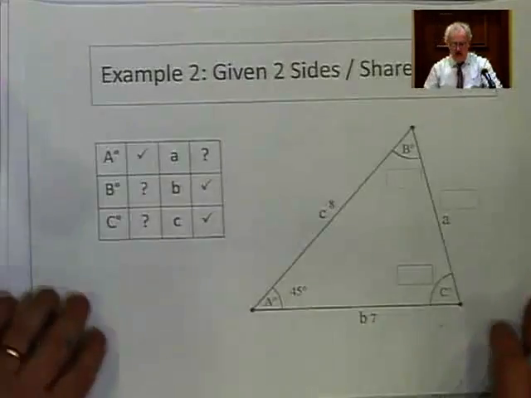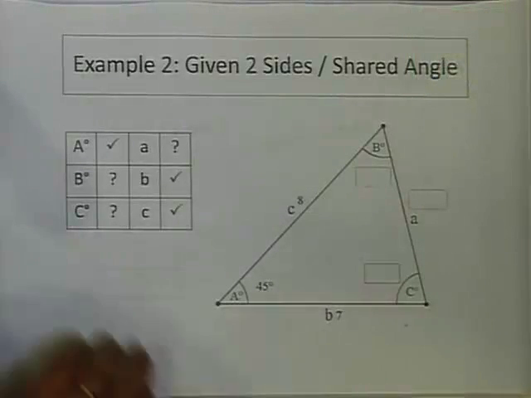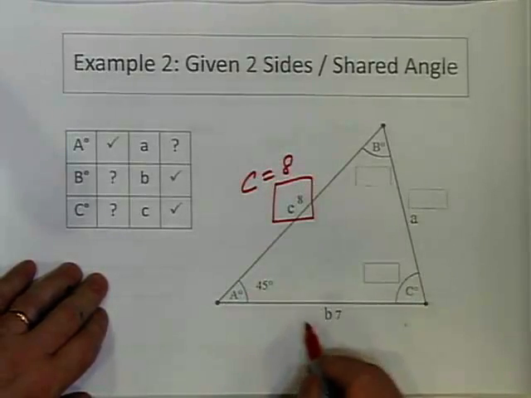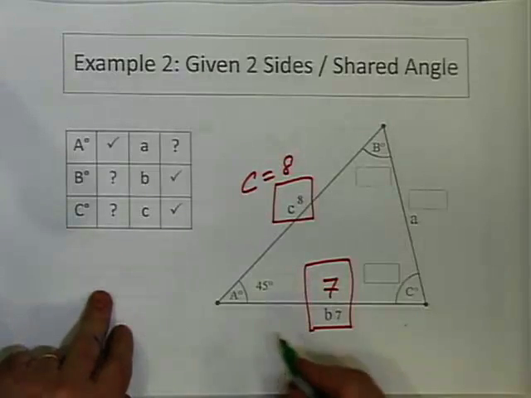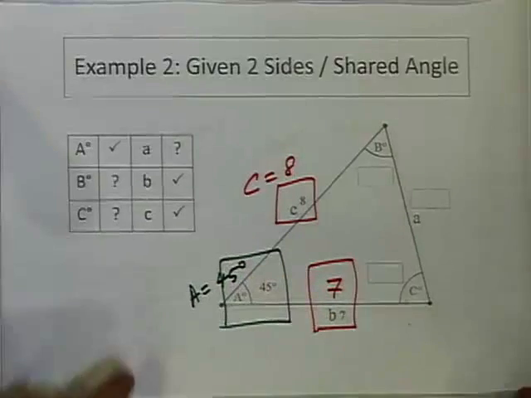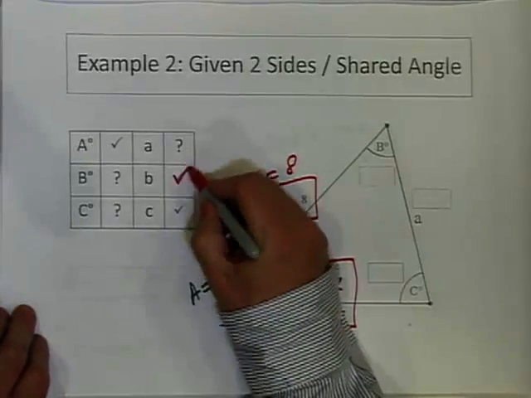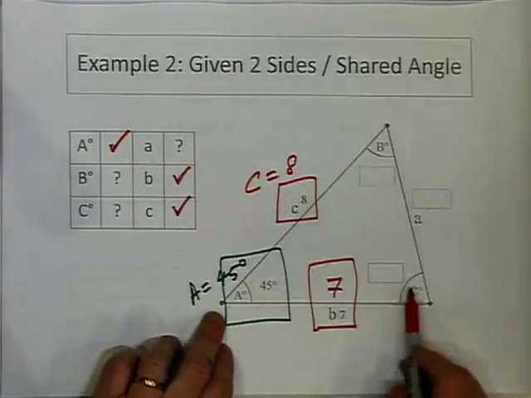Example 2. I've got two sides and a shared angle. So in this particular question, I know that C is 8 and that B is 7. And I know that A is 45 degrees. And nothing else. Don't know any of the others. So I've got B and C and the shared angle, the one between them.